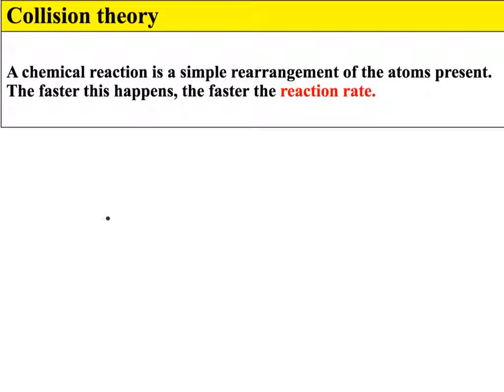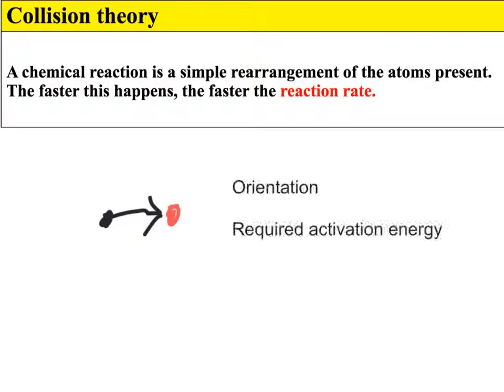So for some particles, say you've got a particle here and a particle here, for them to react they have to collide. They have to collide at the correct orientation and also with the required activation energy. So if they're both moving towards each other, then their combined energy must be at least the required activation energy for the reaction to take place.